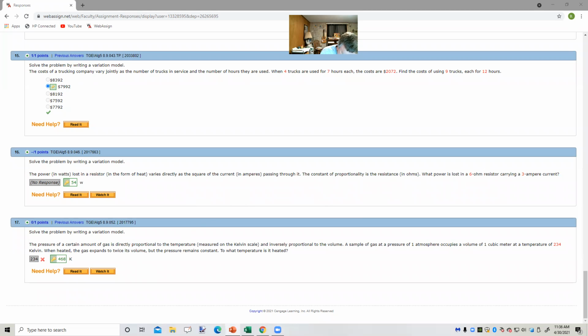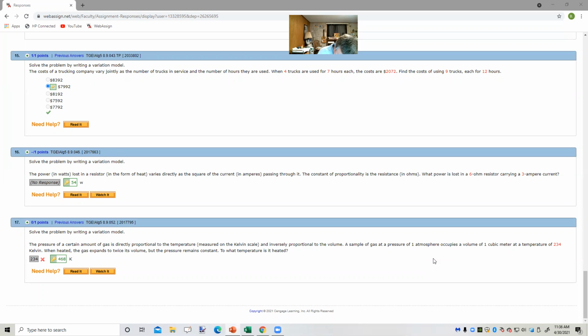Yeah, so I kind of had it down, but I'm not sure if I set it up right, I guess you could say. Okay, and I'm looking at your answer, which is half of the correct answer. So let's see what went wrong here. The pressure of a certain amount of gas is directly proportional to the temperature measured on the Kelvin scale and inversely proportional to the volume.